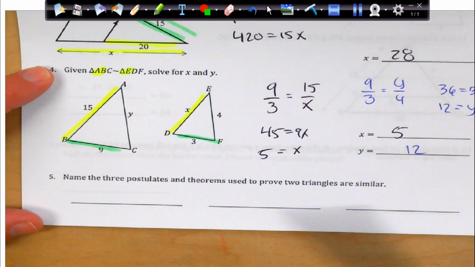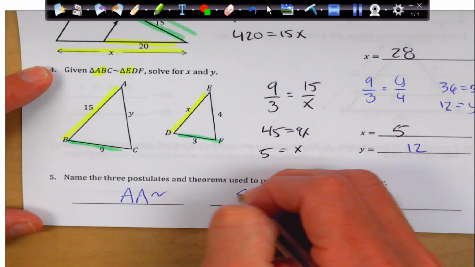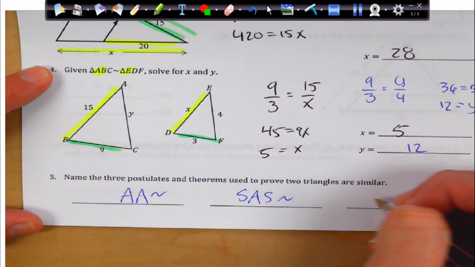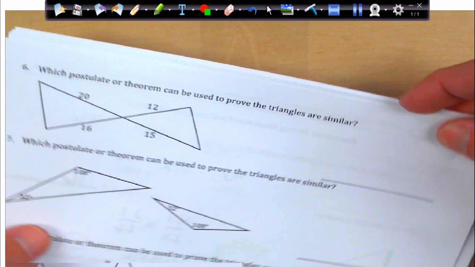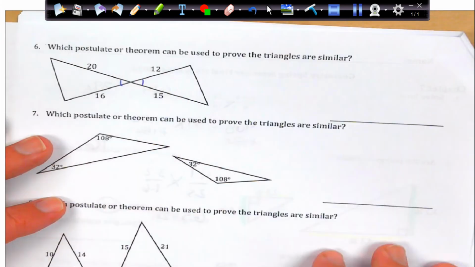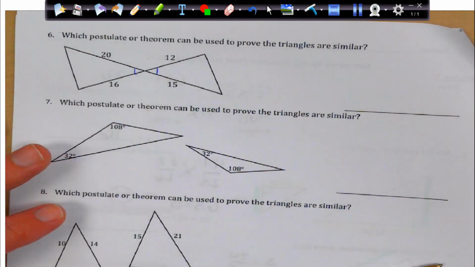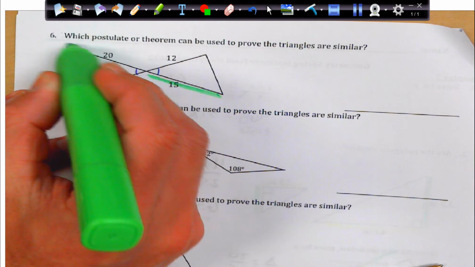The three postulates to prove triangles are similar are angle similarity, side angle side similarity, and side side side similarity. What postulate can prove these triangles are similar? Well, we see that there's an angle in between. I'm thinking it's going to be side angle side, but we have to check to see if our sides are proportionate. So I'm going to take the large side and compare it to the large side.